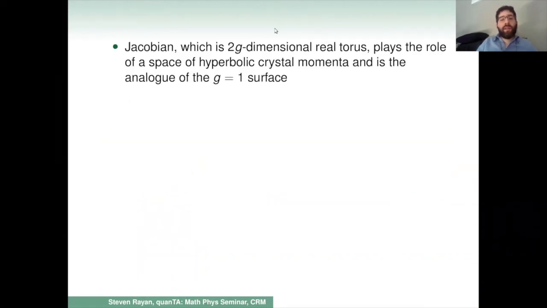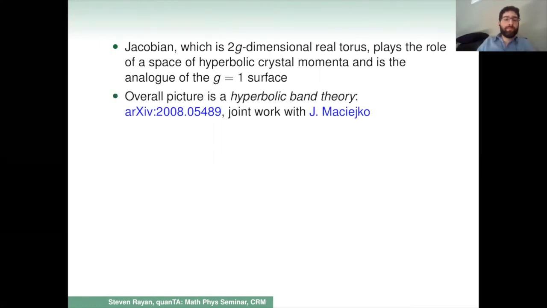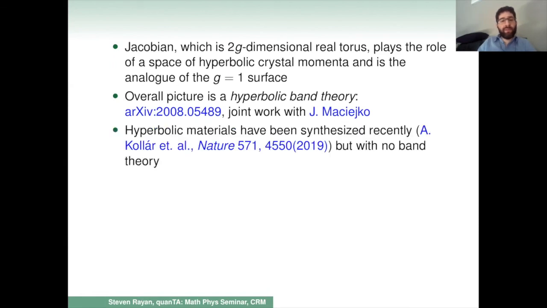So the Jacobian here, this 2G-dimensional real torus, plays the role of a space of hyperbolic crystal momenta in the usual topological band theory. And this is properly the analog of the genus 1 surface. So there's a real space, which is a genus G curve, and there's a momentum space, which is its Jacobian. So the overall picture here is what we call hyperbolic band theory. And this is very recent work that I wrote jointly with Joseph Maciejko at the University of Alberta. It's in the Theoretical Physics Institute.